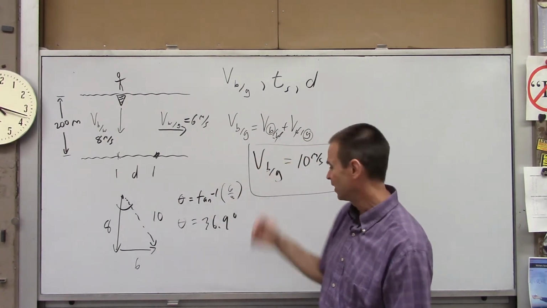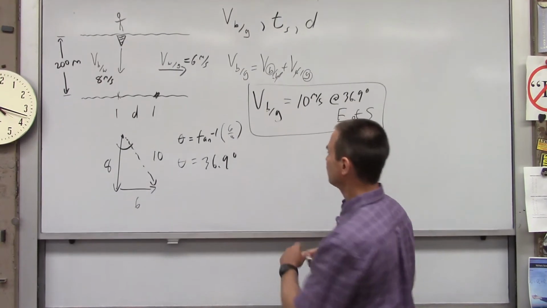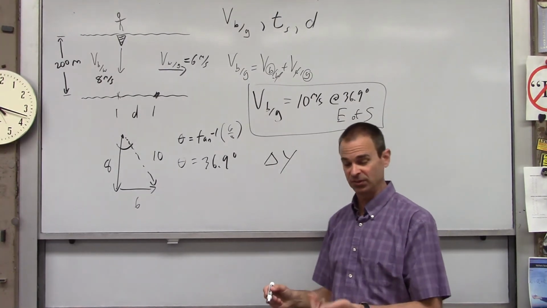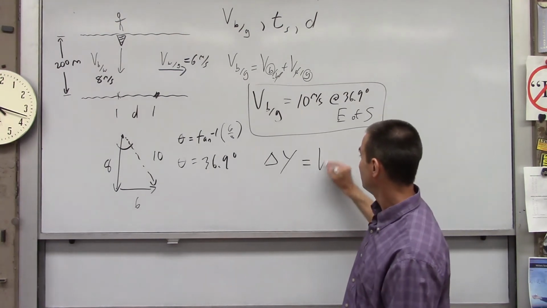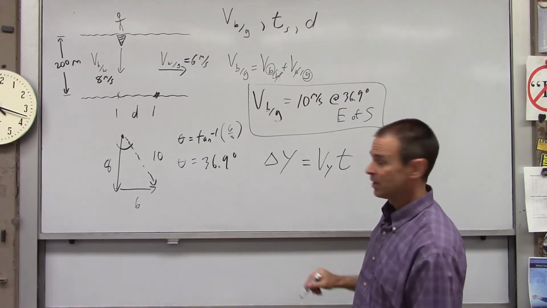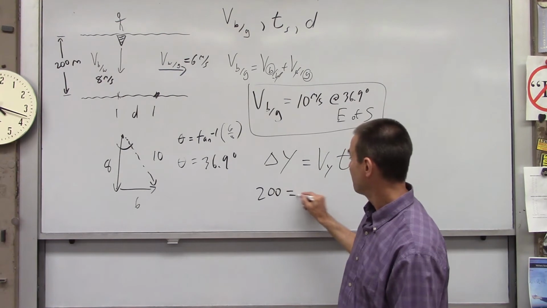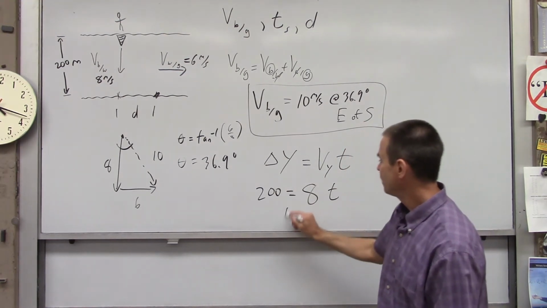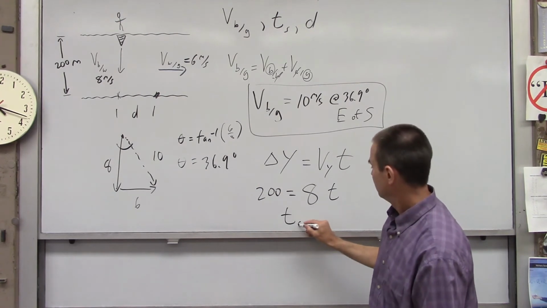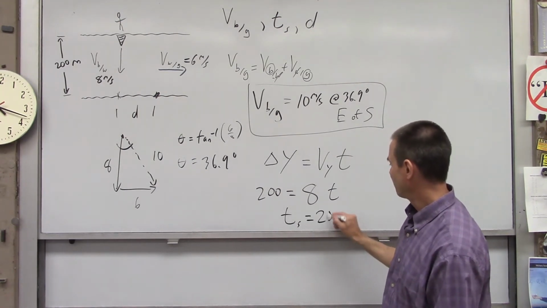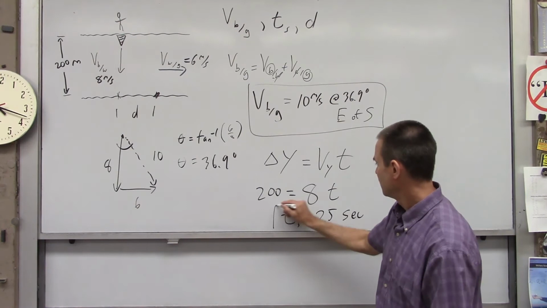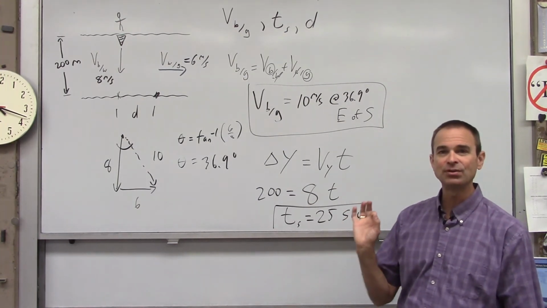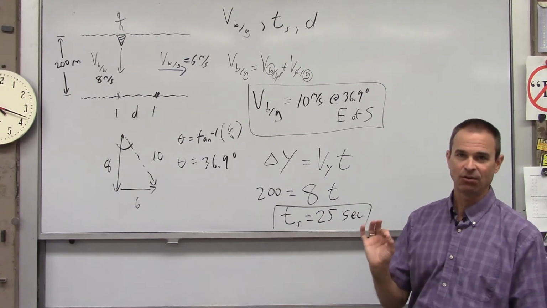won't change. So what we're basically doing is we're saying delta y, and I'm calling it y because it's a vertical distance, not a horizontal, equals vy t. We know delta y is 200, vy is 8, not 10, it's 8, and then time. And you get the time to cross to the other shore is 25 seconds. So it's going to take him 25 seconds to cross. And by the way, that is the absolute fastest time that he can cross in.